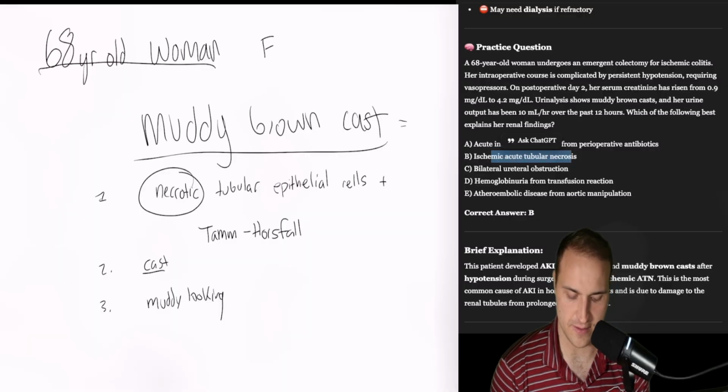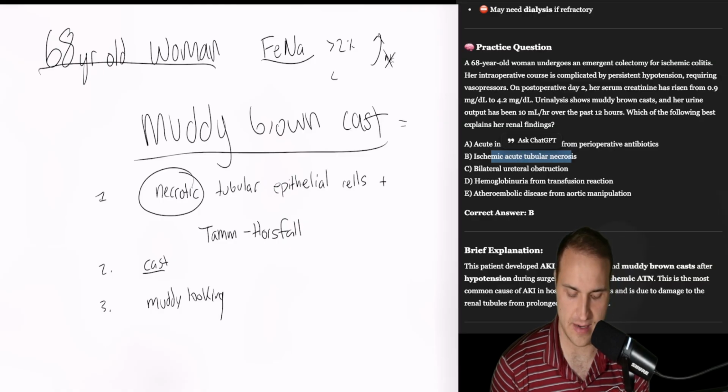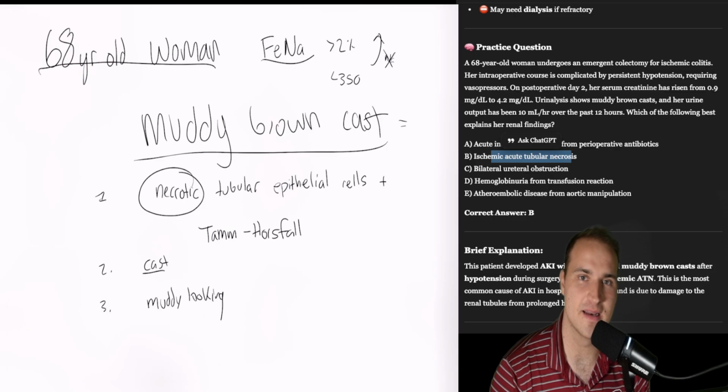Another lower yield tip is you've probably heard of the fractional excretion of sodium. That's going to be greater than 2% because the tubules can't reabsorb the sodium. The urine osmolality is also going to be probably less than 350, that is to say pretty dilute. And your BUN creatinine ratio is likely going to be less than 15:1.